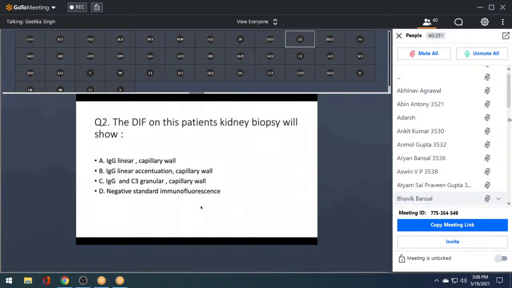Now you have an additional investigation which is positive. On this patient's kidney biopsy, if you ran a DIF, what would it show? The options are the same as the last: IgG linear capillary wall, IgG and C3 granular capillary wall, or negative standard immunofluorescence. Negative standard immunofluorescence. Correct. Absolutely right.